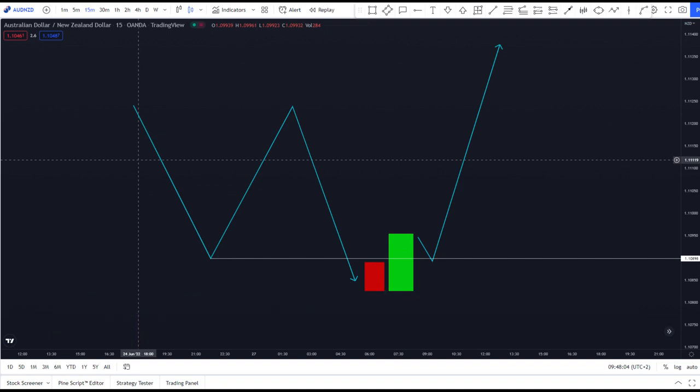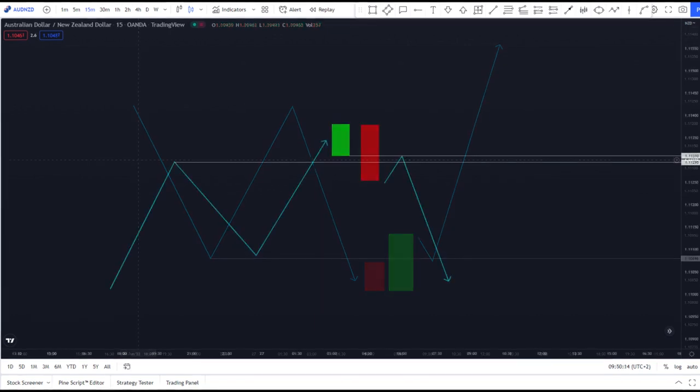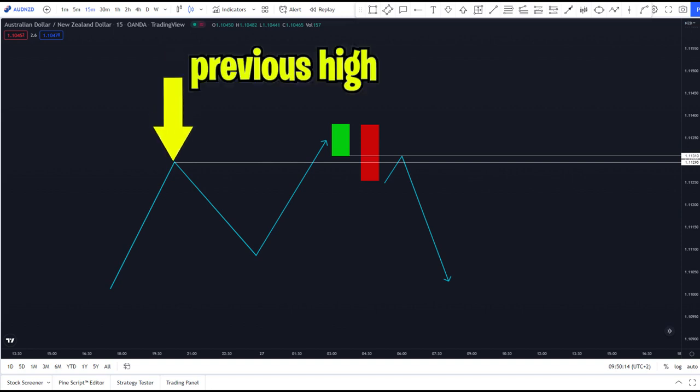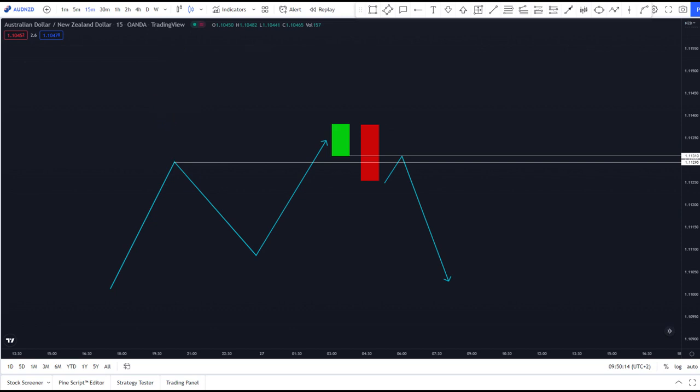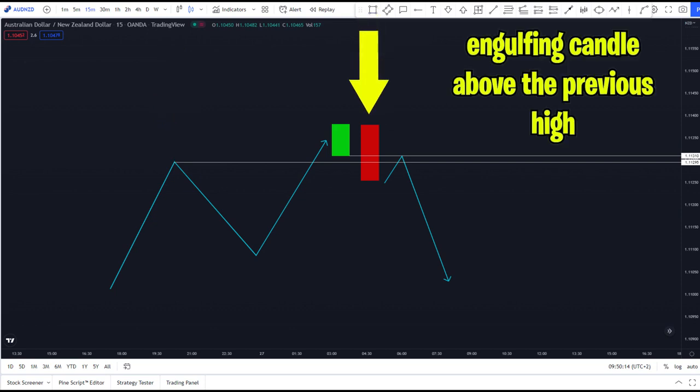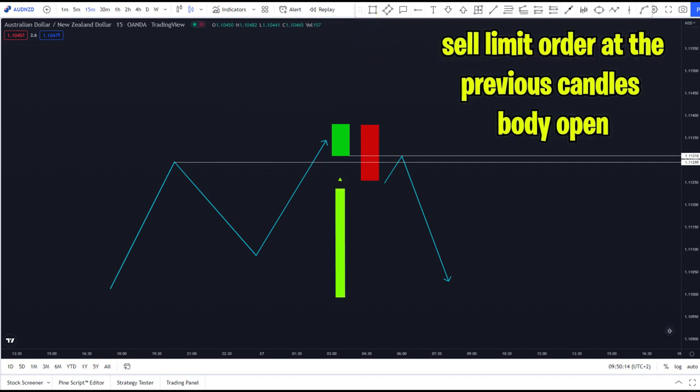Then for take profit you can target the previous high. For the reversal from bullish to bearish, as we can see here: Step 1, we wait for the market to break the previous higher high. Step 2, we let the market create a bearish engulfing candle above the previous higher high. Then in step 3, we will put our sell limit at the previous candle's body, the previous candle's open, which is that bullish candle's price area.